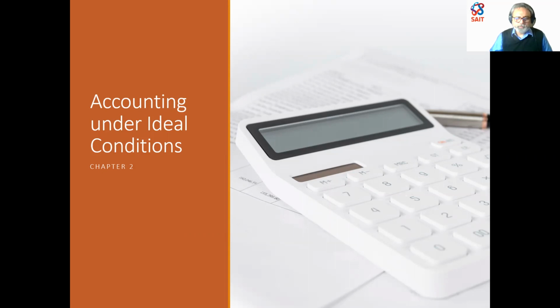All right, it's time for us to then move on to chapter 2. And chapter 2 talks about accounting under ideal conditions. Ideal conditions are essentially if there was the proverbial Garden of Eden or utopia, what would accounting look like in that case?